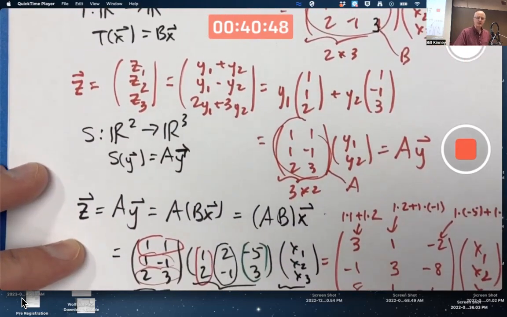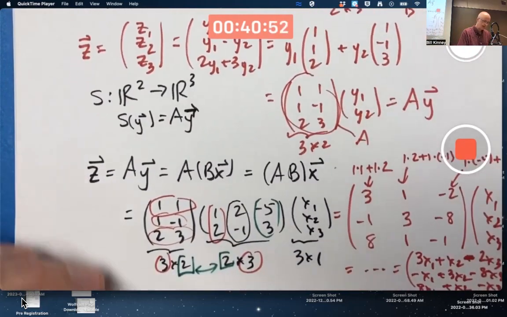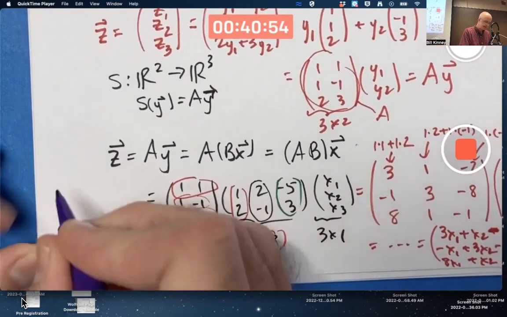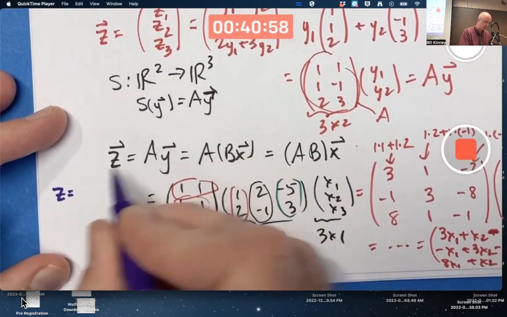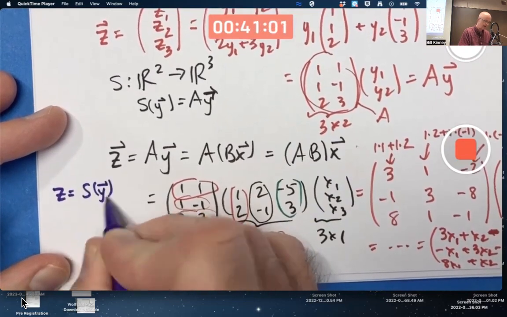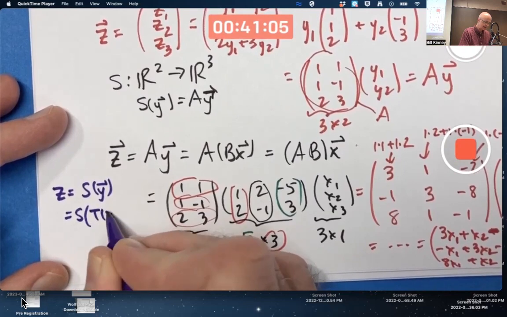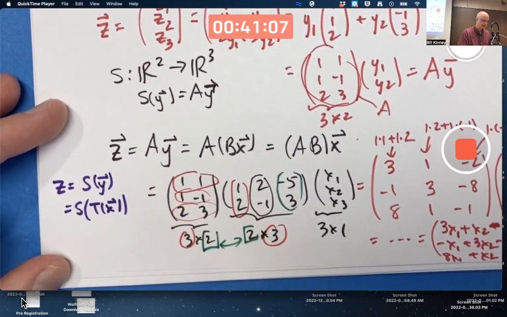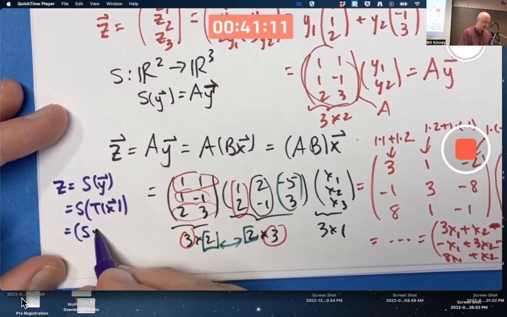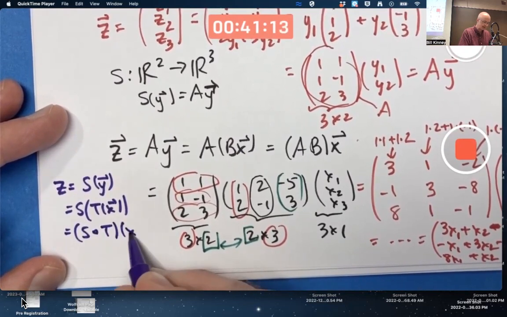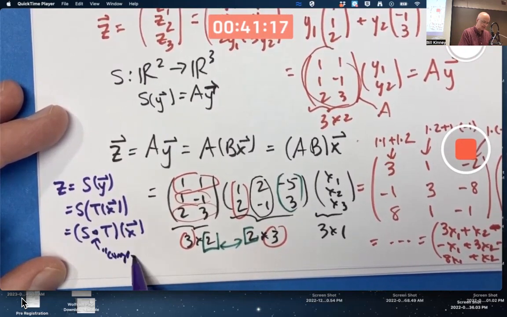When we multiply the matrices, we're really doing the composite transformation. Z ultimately equals, well, at first it equals A times Y, which is S of Y. But Y is T of X. So Z is S of T of X. Using circle notation for function composition, you could write that like this: S compose T of X.